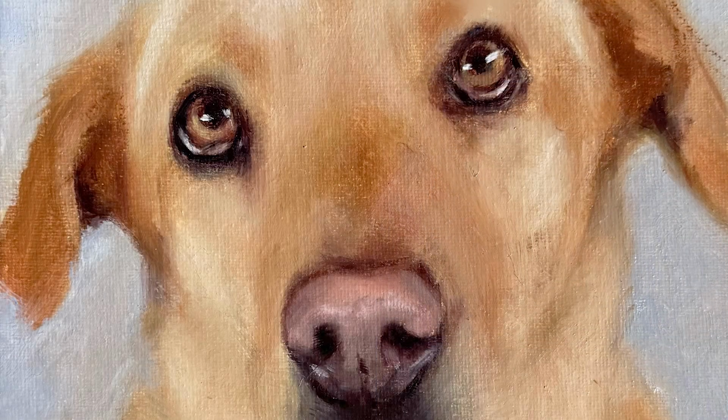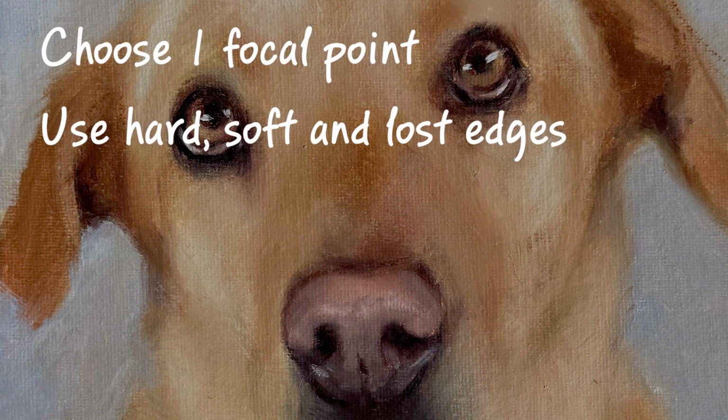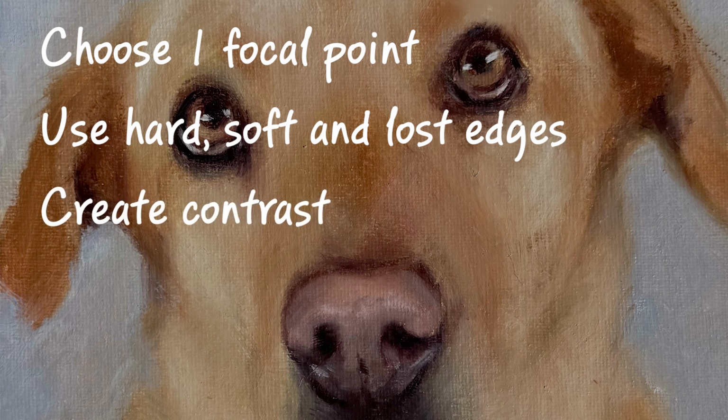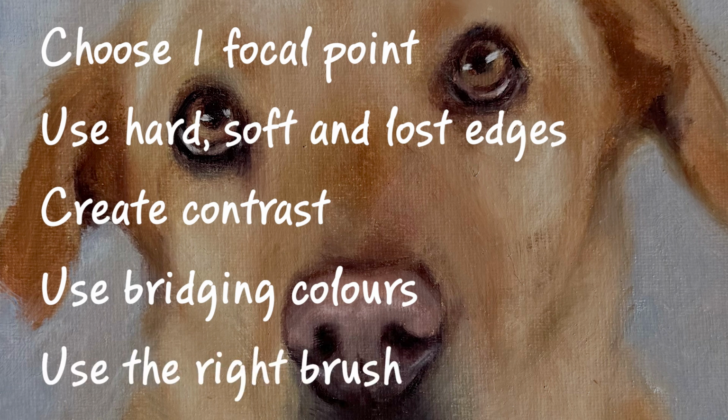To recap then, when choosing and working with a central point of focus, do the following. Choose only one focal point in your painting. Create an iris blur effect in your painting by varying your edges between hard for your central point of focus, soft as you move away from this area, and lost as you move into your background. Create contrast between your focal point and the rest of your painting. You can do this in a number of ways through dramatic value changes, temperature shifts, or brushwork. Use bridging colours between your object and background to help integrate them into each other. Use the most appropriate brush for the area you are working on.